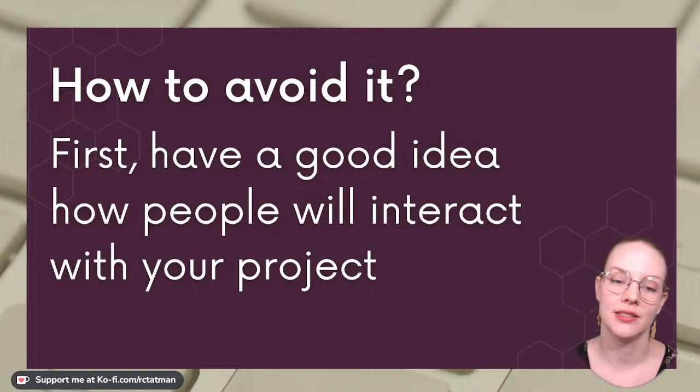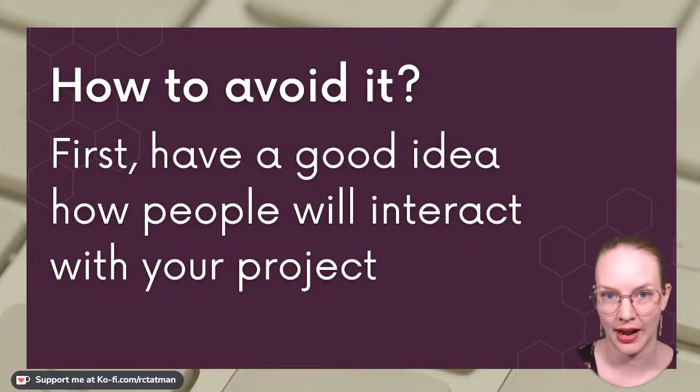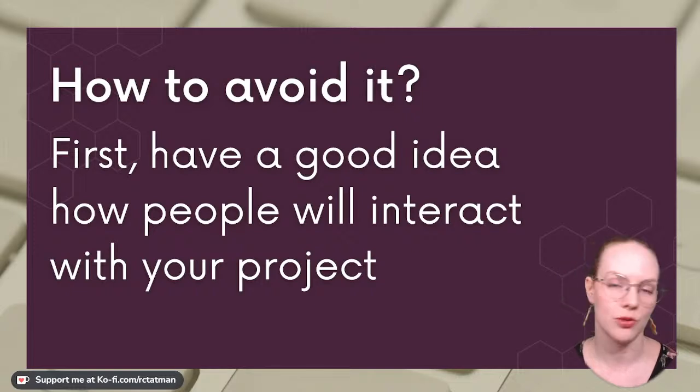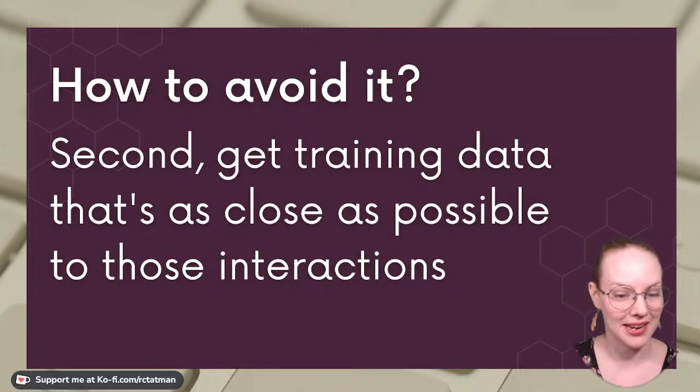So the first thing is to have a good idea of how people are going to interact with your project, whether that's UX interviews, working with your designers, or alpha testing with user groups or something. Make sure that your assumptions about how people are going to use the project are correct, because it's very easy to make wrong assumptions. Second, once you know what those interactions are going to look like, get training data that's like that.